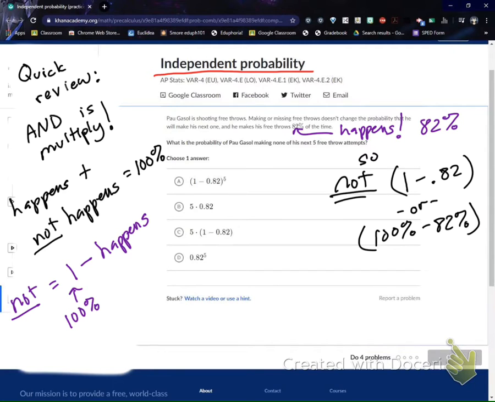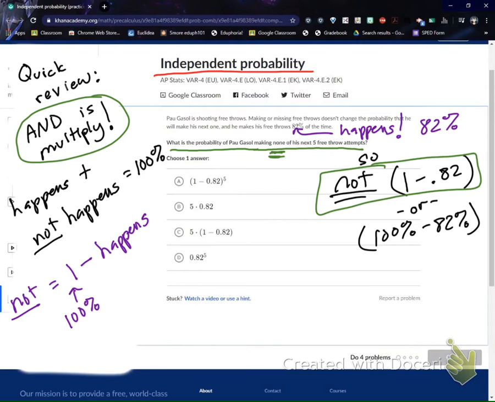All right, so now we've got from our setup, our data, we know that the chance that it happens is 82, the chance that it does not happen is 1 minus 0.82. The question here says, what is the probability that dude is making none of his next 5? So this says making none. That means we want the chance that he does not make this. And remember over here that and means multiply. So that means we have a chance of not making it 5 times.